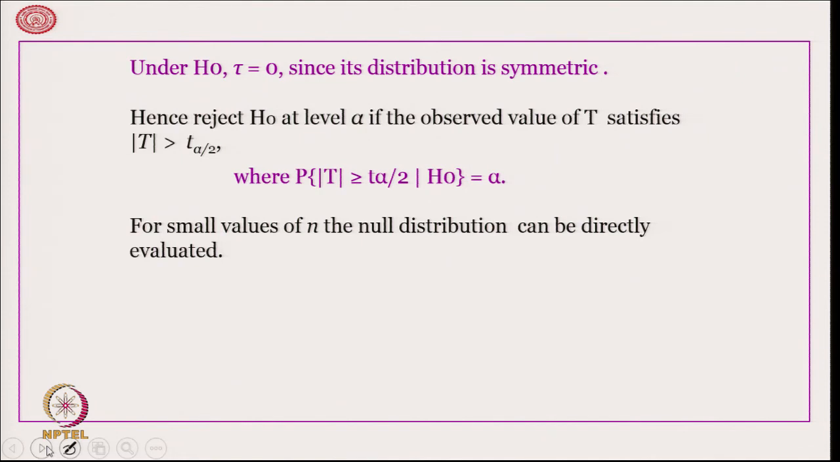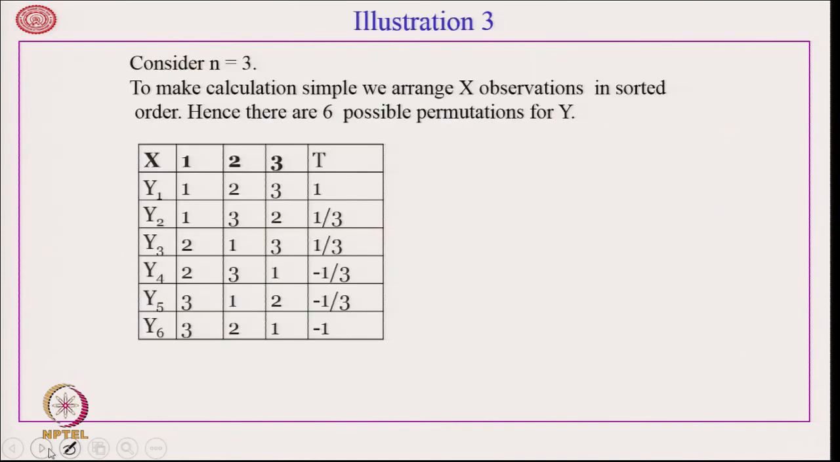For small values of n, the null distribution of course can be directly evaluated, and the way we have done many problems through complete enumeration, we can also do that when the value of n is small. Now, let me give you another illustration.